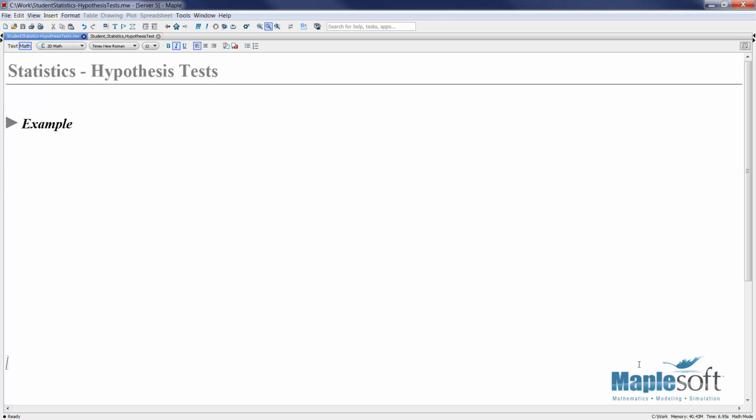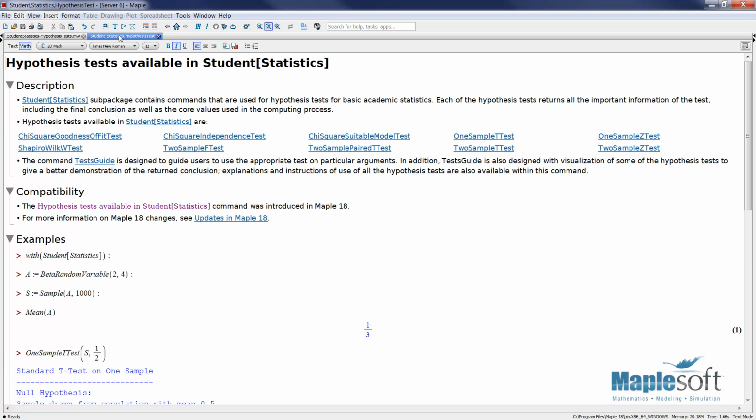When you're learning statistics, it can sometimes be difficult to remember which hypothesis test is relevant in any given scenario. Using the interactive test guide tutor, you can step through a series of questions that asks about your sample distribution, helping you to narrow your choices down to a specific test. Let's have a look at a few of the available tests in the student statistics package.